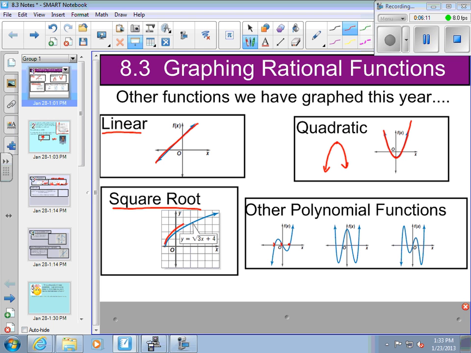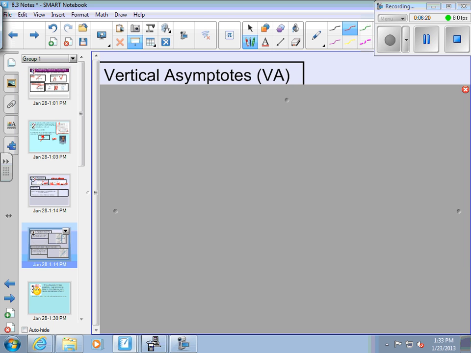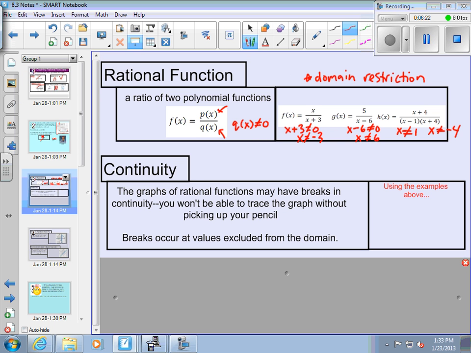Square root ones, once you start, keep going. Same with all these ones down here. And the other type of polynomials, they're all continuous. Well, we're going to get to some that maybe are not continuous. Maybe there are breaks in there. And the breaks occur where the values are excluded from the domain, where we have those domain restrictions.